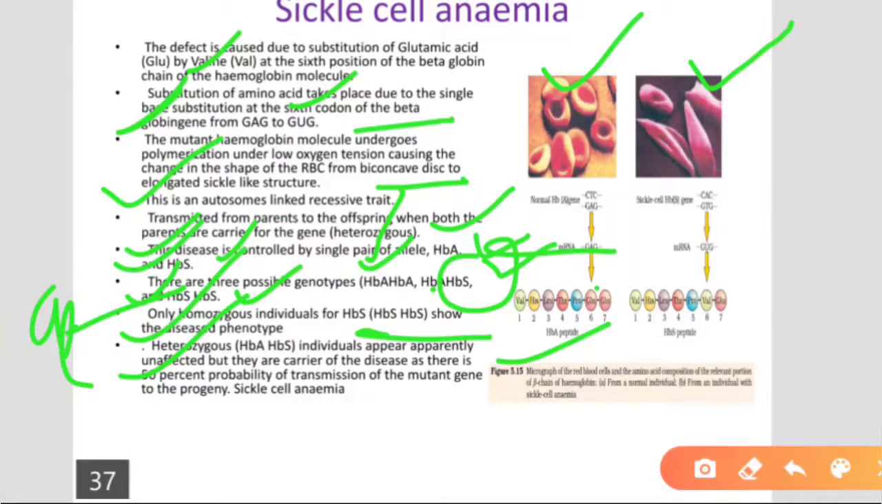There is a percentage probability of transmission of the mutant gene to the progeny in sickle cell anemia. When both parents are carriers, 50% of the progeny are possible carriers.